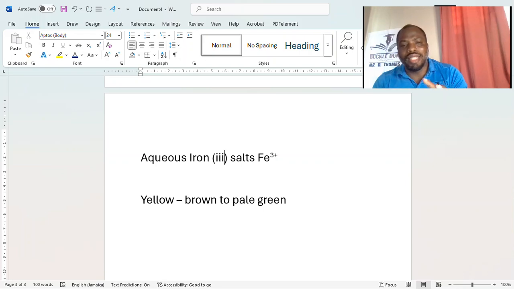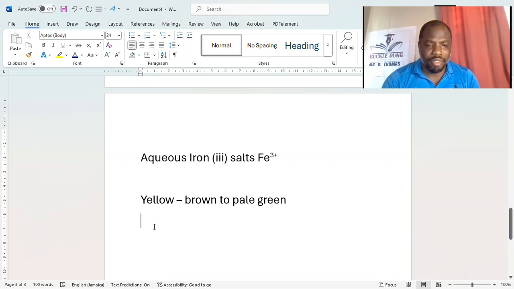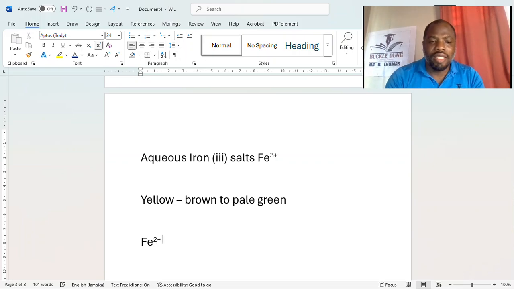Now, if you place that with another oxidizing agent, you're not going to have anything happening. But the moment you place it with a reducing agent, what you find happening is that the iron becomes Fe2+. It forms the iron 2 ion, and that in itself has a pale green appearance, and so it changes from yellowish brown to pale green.